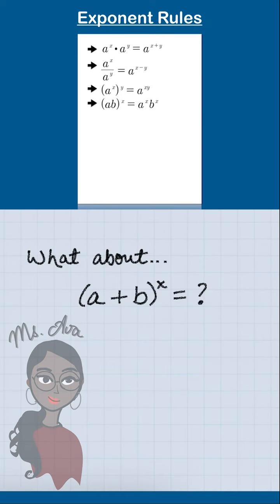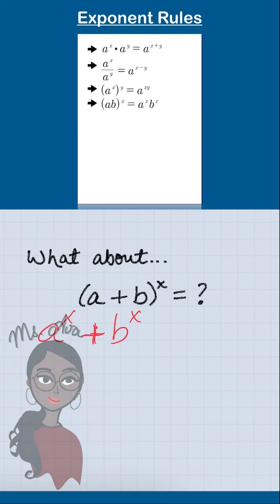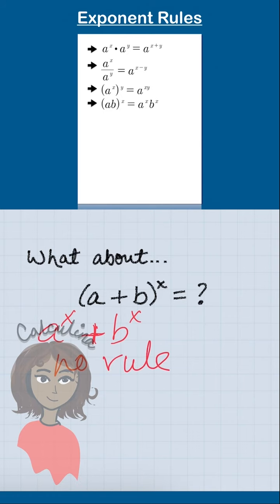Next, what about this situation? What do you think happens here? This one would just be a to the x plus b to the x, right? No, this is another situation where there's no rule. What? Why are you tricking me like that?